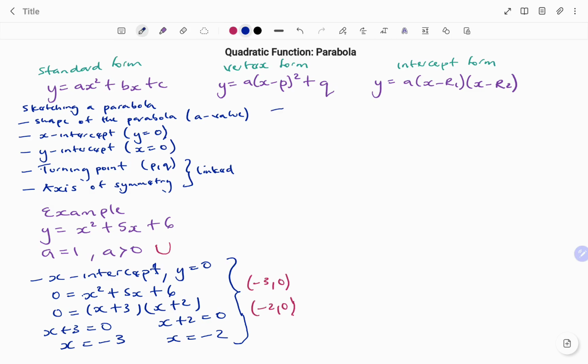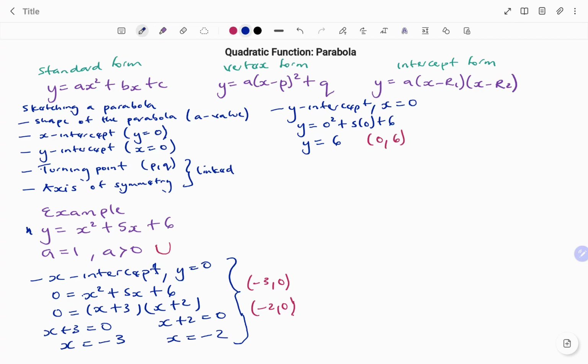The next point, I need to find my y-intercept. For my y-intercept, the value of x will be 0. So going back to my equation, I have y equals 0 squared plus 5 times 0 plus 6. That will give me y equals 6. So the coordinates for the y-intercept are x is 0 and y is positive 6.